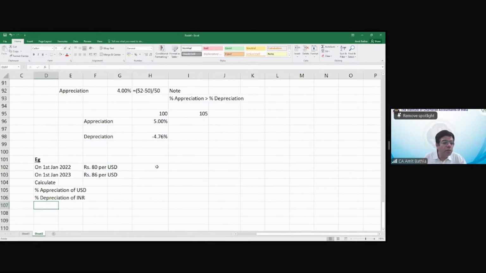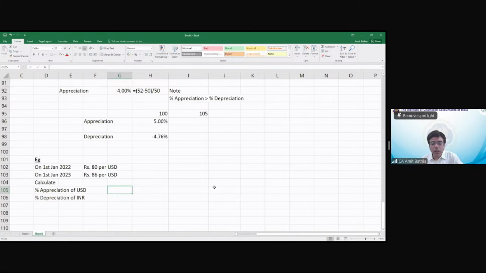All right. So now, in this example, on 1st Jan 2022, the rate was rupees 80 per USD. On 1st Jan 2023, the rate is rupees 86 per USD. You are required to calculate percentage appreciation of USD and percentage depreciation of INR. So, how do we calculate percentage change in the currency? So first and foremost, how do I calculate percentage appreciation of USD?